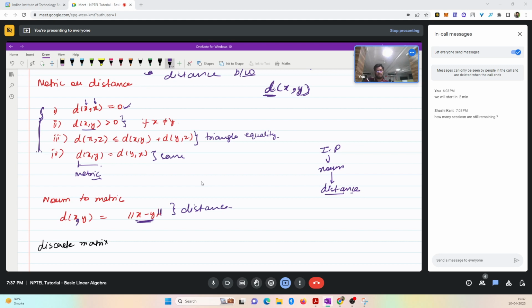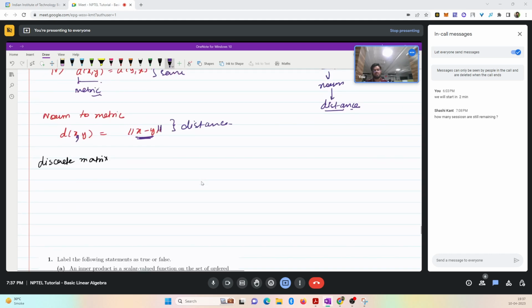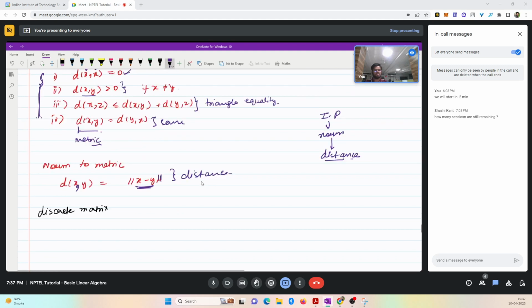Now again the same question comes into picture: for a norm, was it necessary that it should come from some inner product? Because we have a separate definition for norm. The same question arises over here also: for every distance or metric that we have, do we have a corresponding norm? So I'll define a metric that is called the discrete metric.